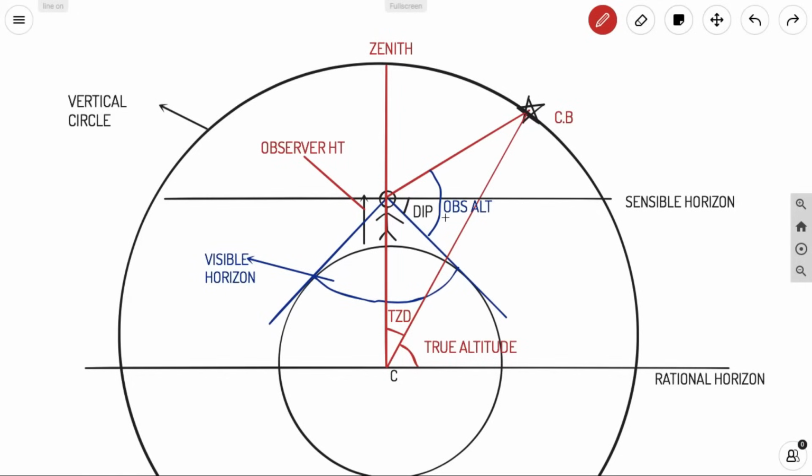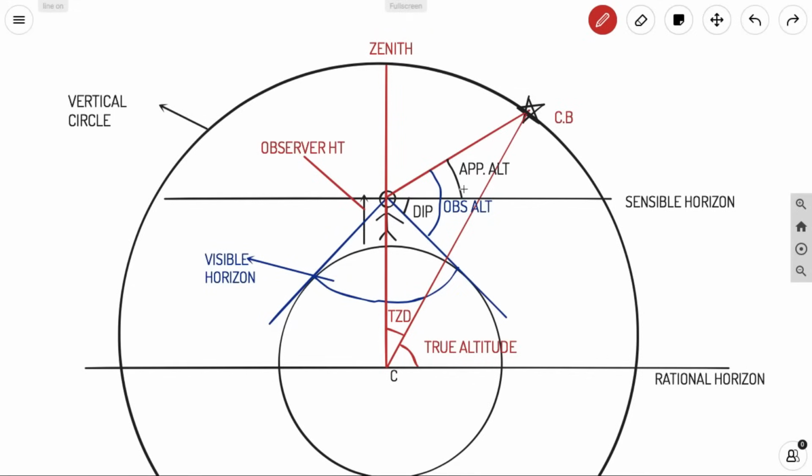Next thing, as we know, from observed altitude, if we subtract dip, what we get is this portion, and this portion that is contained between your sensible horizon and the line joining observer eye to celestial body is nothing but called as your apparent altitude.